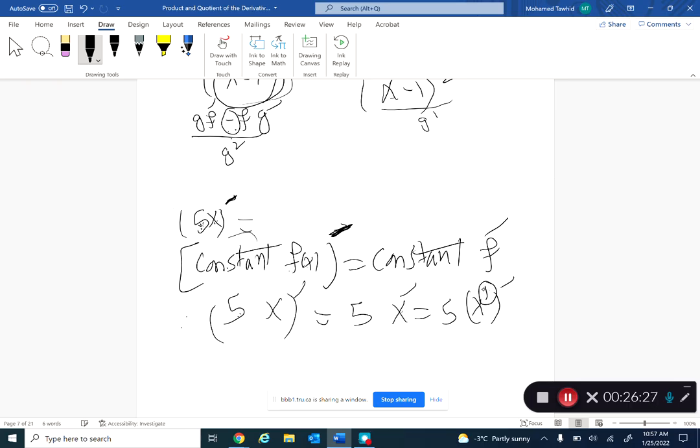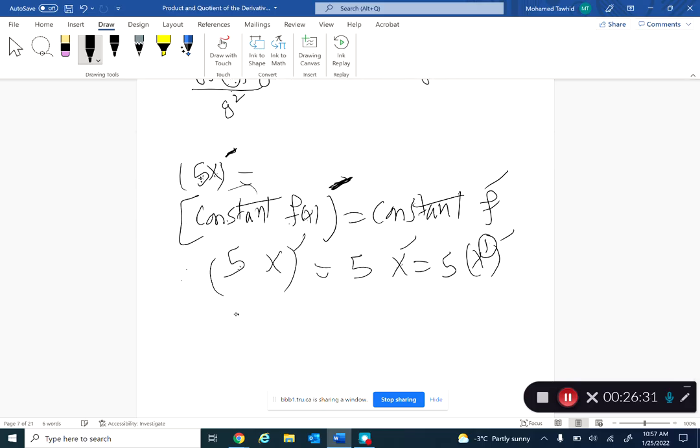Here is the rule. If you have x to the power n, the derivative of that will be n x to the n minus 1. So what do you have? You have 5. What is your n? What is the exponent of x? 1. That is our case. So you have 1 and x to the power 1 minus 1. What is 1 minus 1? What is n minus 1?